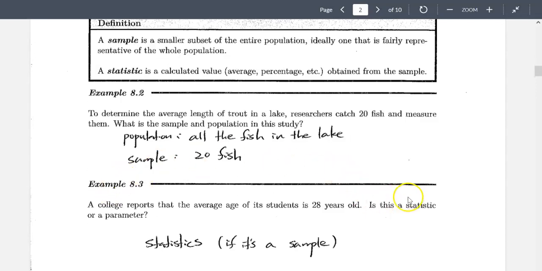Here's a couple of examples. To determine the average length of a trout in a lake, researchers catch 20 fish and measure them. So the population will be all the fish in the lake, and the sample will be the 20 fish.